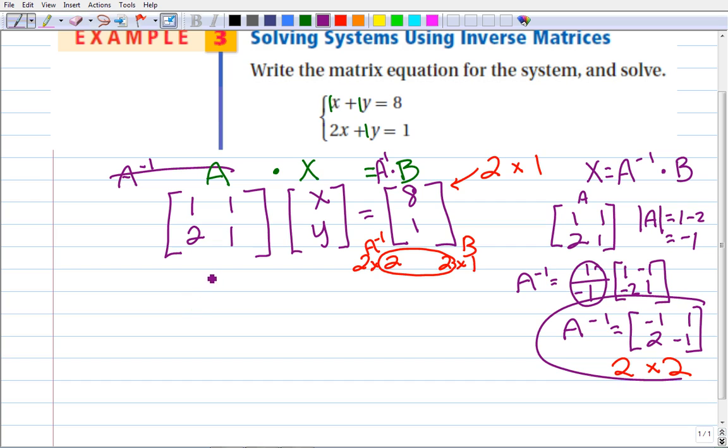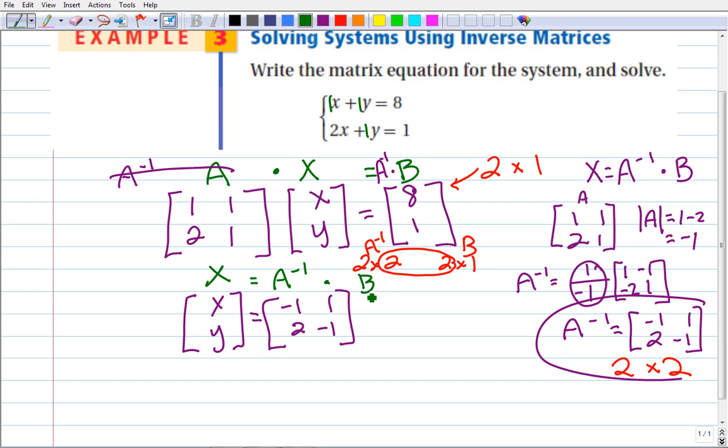Okay, so now I have X, so I've got X and Y, right? Maybe it's better if I use the same colors so I can make that green. Okay, so here's X, and then equals my A inverse goes next, and that matrix is -1, 1, 2, and -1. And then we have to multiply it by B. And remember, B is just my constant matrix, 8, 1.